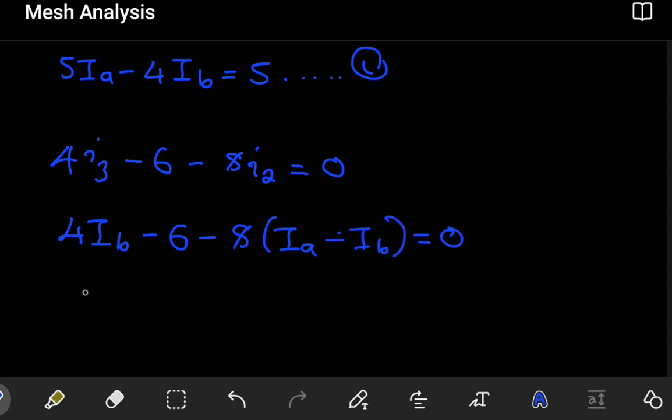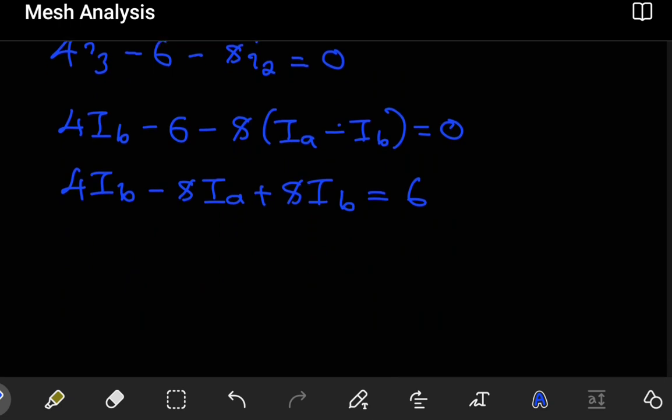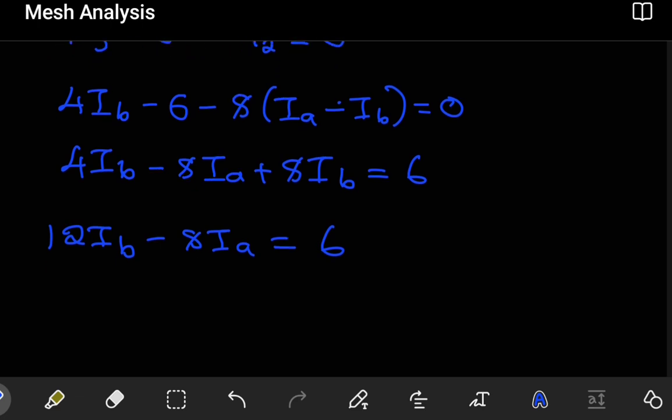We simplify this. We now have 4IB. I'll take the 6 the other side, so I have minus 8IA, then plus 8IB is equal to 6. Reduce this a little bit. The 4 and the 8 will add. We now have 12IB minus 8IA is equal to 6. Divide everything by 2. We have 6IB minus 4IA is equal to 3. This becomes our second equation.